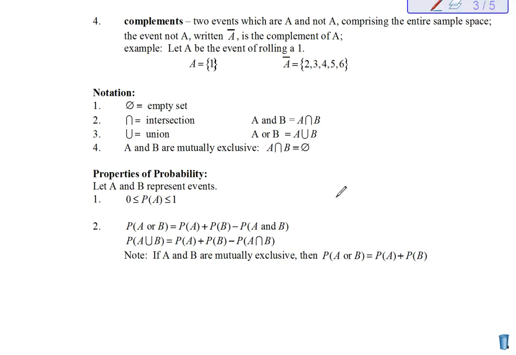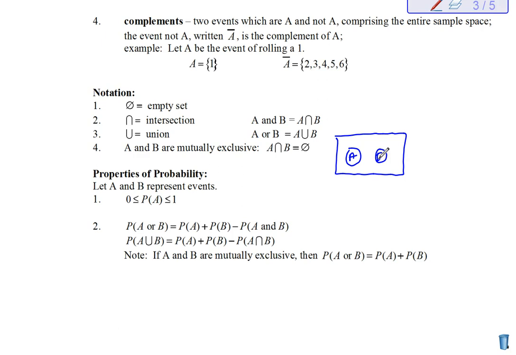So the empty set, we have a symbol. Intersection, union, we have a symbol, and I show you which is intersection and which is union. And if two sets are mutually exclusive, then they do not have an intersection. Just to give you a graphic on that, here I'll do a Venn diagram. If this is set A and this is set B and they have nothing in common, no common outcomes, then there is not an intersection between the two. The intersection would be the empty set.